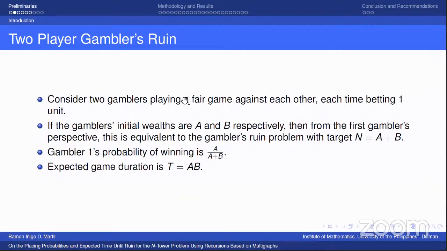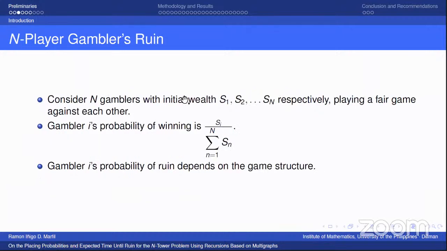Now we can keep extending this by adding more and more players. So we have, for example, an n-player gambler's ruin problem. Consider n gamblers with initial wealth S sub 1 up to S sub n, respectively, playing a fair game against each other. So in this case, gambler i's probability of winning is the ratio of that player's initial wealth, S sub i, to the total wealth of all players, the summation of S sub n, with small n ranging from 1 to capital N.